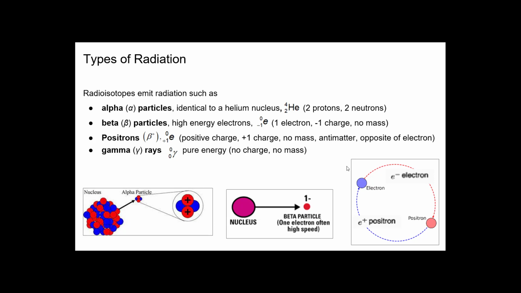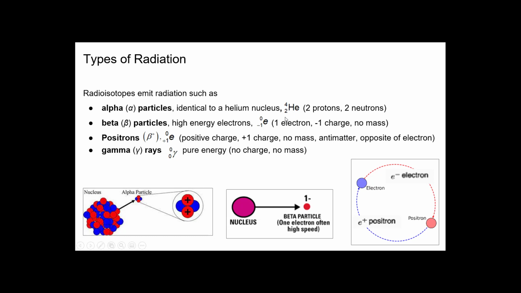Okay, so let's start with alpha. Alpha particles are identical to a helium nucleus. So the symbol, we either use this as a symbol, but it's not just this, it's going to be with more information. Normally they tend to use this over this. And it's identical to a helium nucleus. So what does that mean?